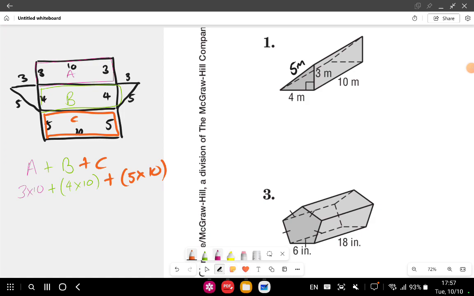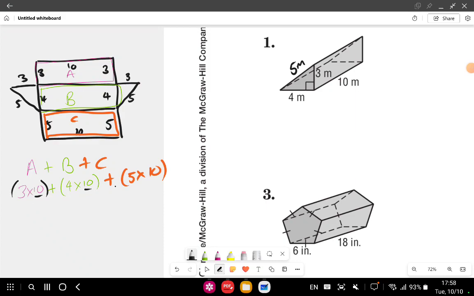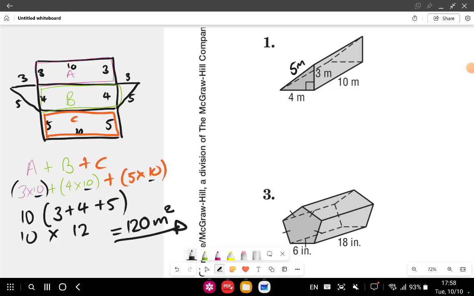Now, easy for you to see is that the common factor here is 10, 10, 10. So we can calculate this like we did in class. 30 plus 40 plus 50 gives us 120. But if we didn't do that, let's say we took out the common factor. Let's say we take 10 out, right? So 10 is out. What we're left with is 3 plus 4 plus 5. 3 plus 4 plus 5 should give you 12 times 10. And that gives you 120 meters squared. Both ways gives us that.